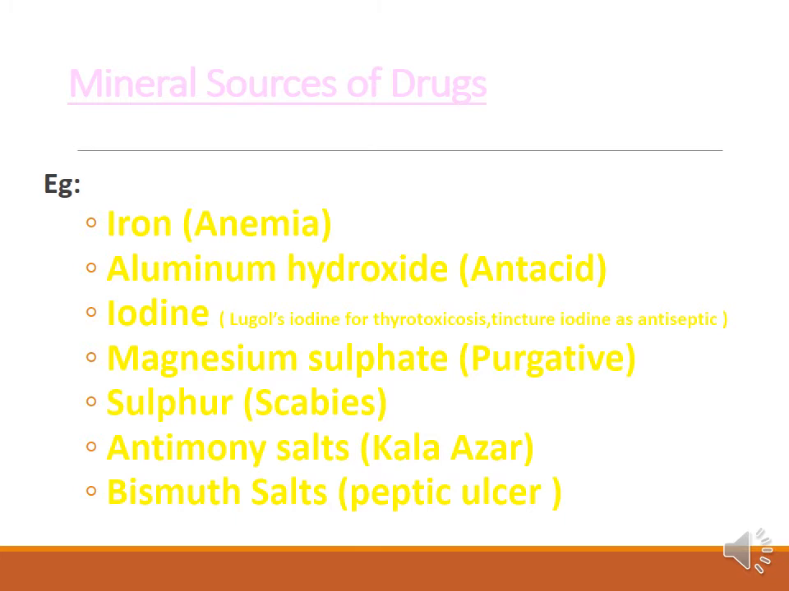Now, a lot of minerals are being used in pharmacology for various diseases such as iron. Anemia is treated by iron, and we very well know iron की कमी क्या है. ठीक है जी? चलो आगे चलते हैं. Aluminium hydroxide is used as an antacid. Iodine is used in various diseases such as antithyroid therapy. And then comes magnesium sulfate, used as purgative, sulfur for scabies, and in peptic ulcer we use various forms of bismuth salts.